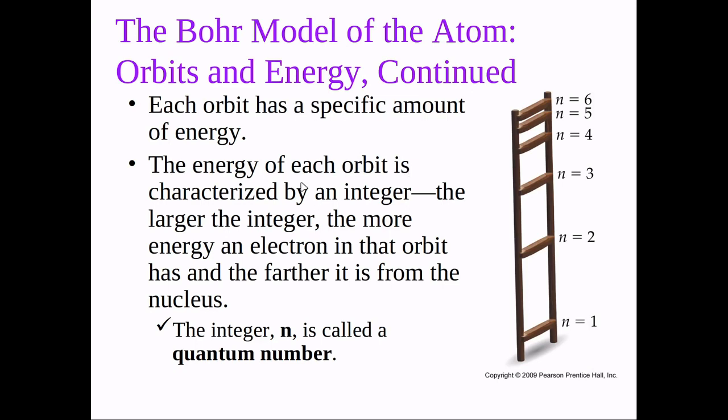The energy of each orbit is characterized by an integer. The larger the integer, the more energy an electron in that orbit has. Okay, so n=1, n=2, n=3, n=4, n=5, n=6, and 6 is the most energetic, and that's because it's farther away from the nucleus. This integer, n, is called the quantum number.